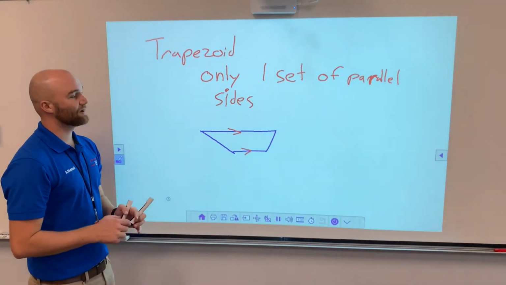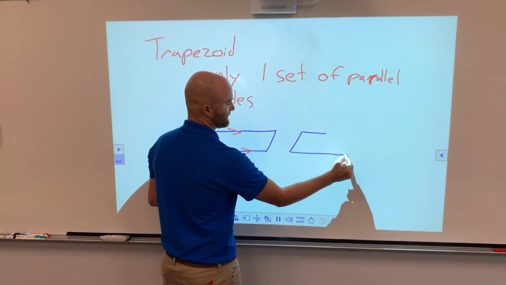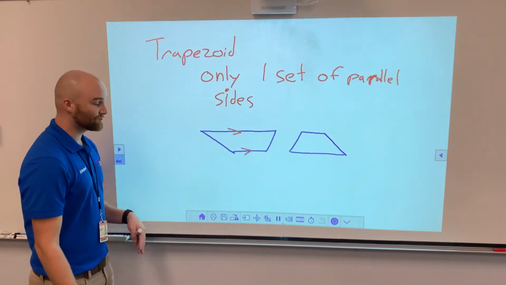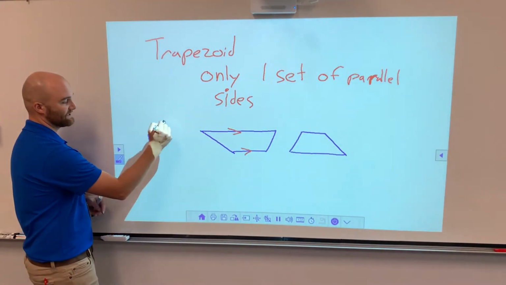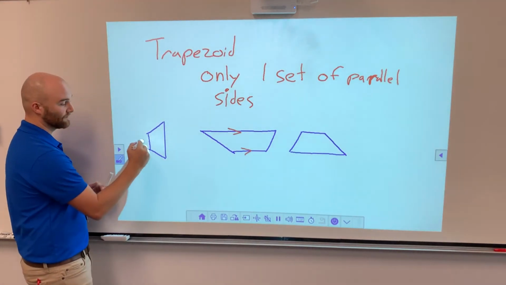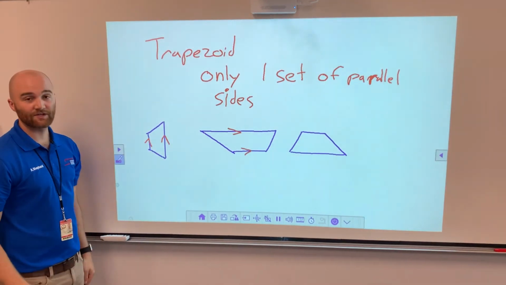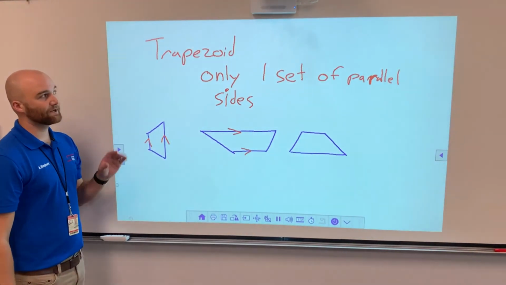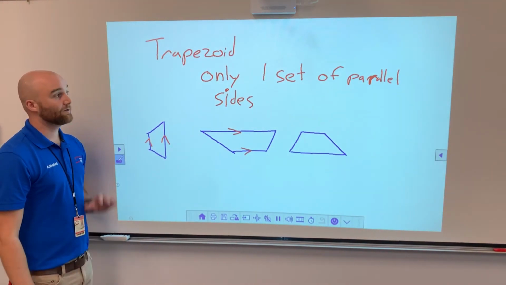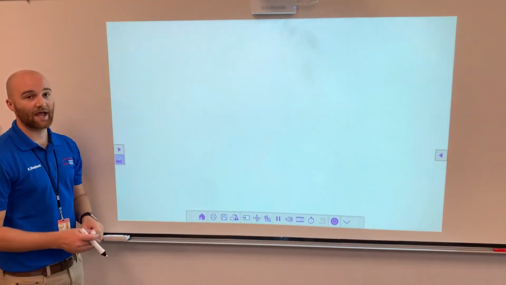We can also draw a trapezoid like this, where the small part is on top and the big part is on the bottom, or we can draw it on its side, something like this. Here again, we see only 1 set of parallel sides. The other 2 would eventually intersect. This is a trapezoid. Trapezoids have only 1 set of parallel sides. All right, that was a lot of information. Let's see how those quadrilaterals interact.